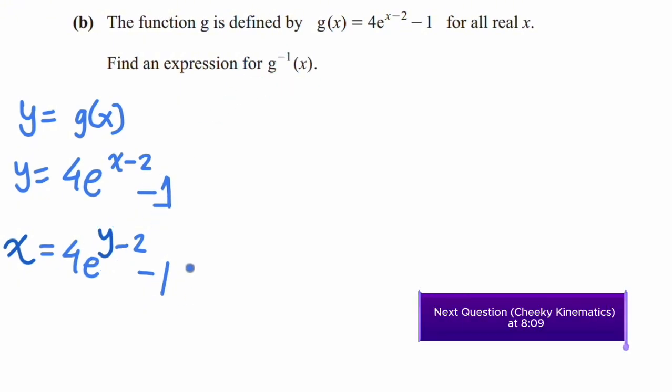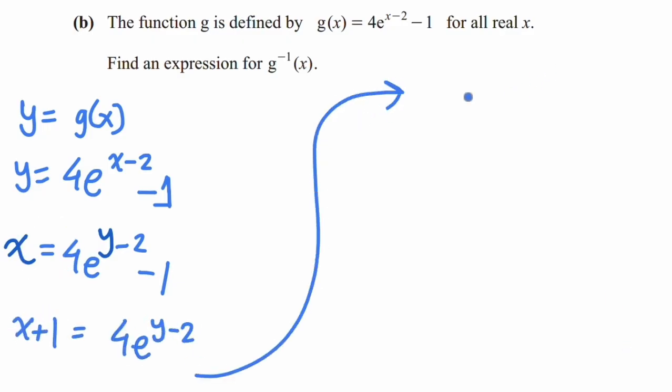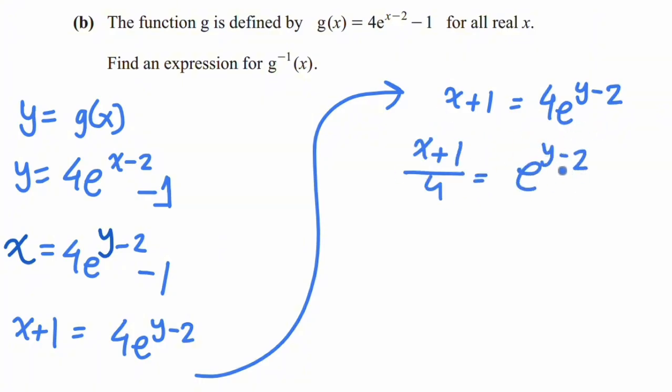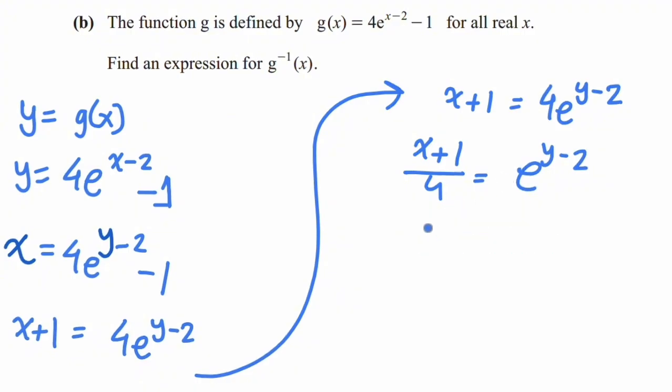First we take minus 1 over on the other side of the equal sign. We take everything over here. Then we divide both sides by 4. Now when we want to make a variable subject and that variable is in the exponent of a base like this, we will take the natural logarithm. It solves all of our problems, even your relationship problems.